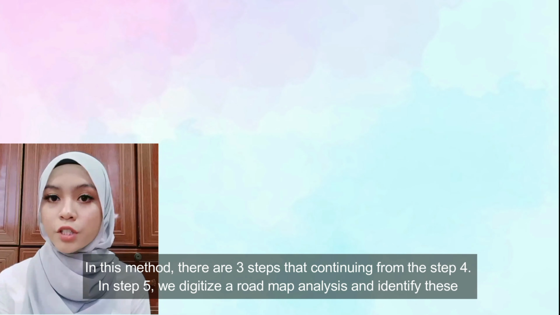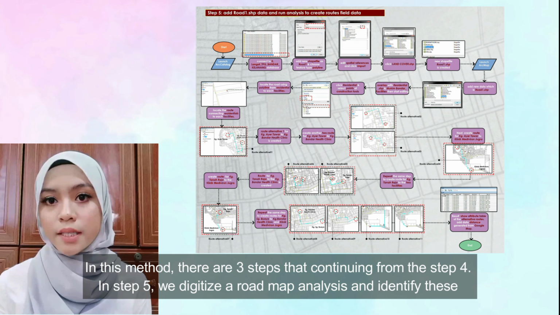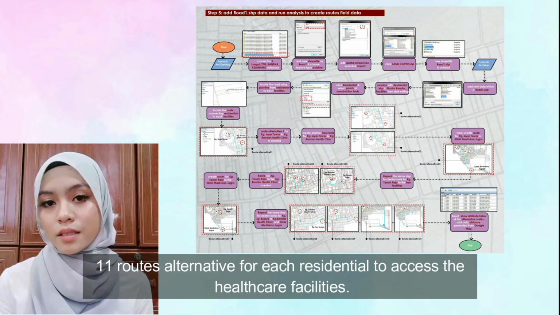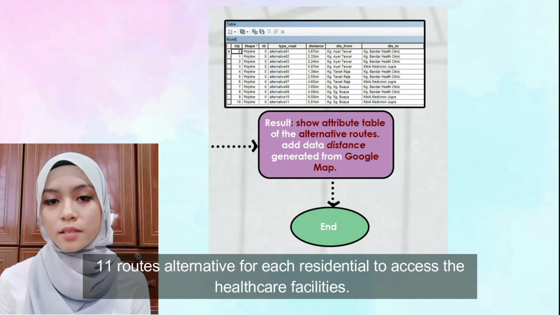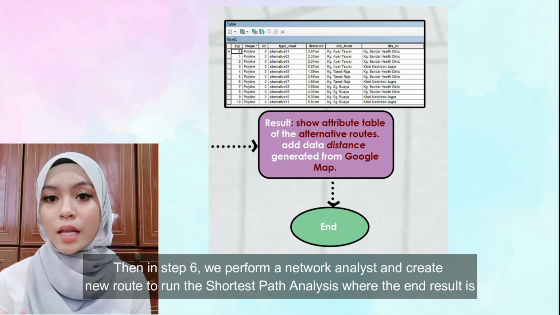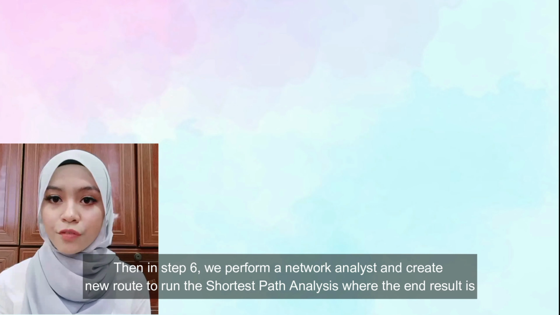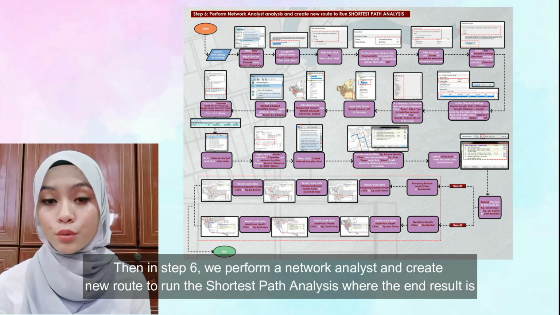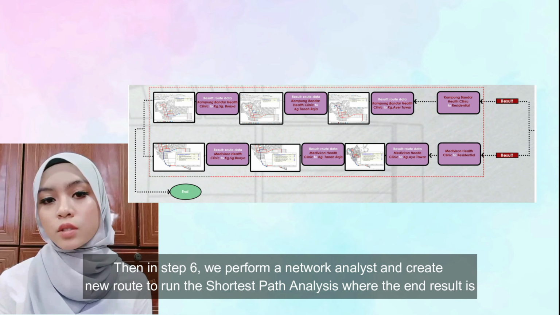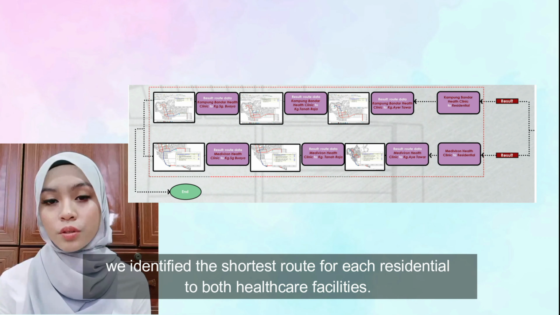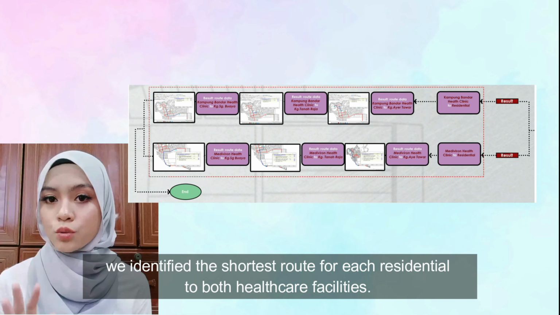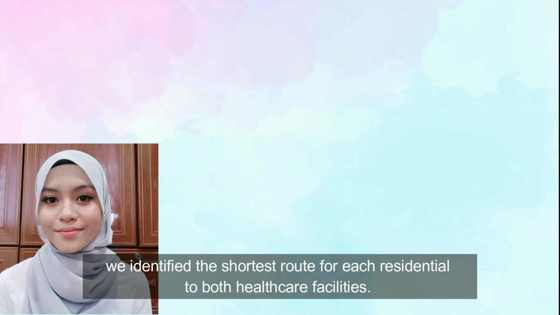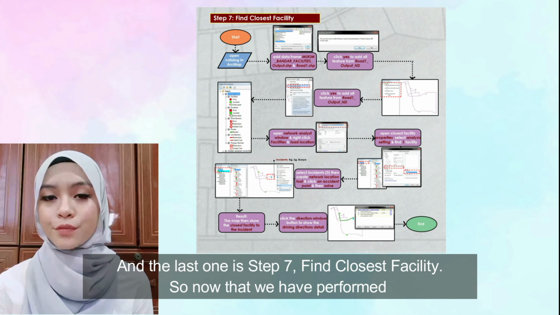In step 5, we digitize a road map analysis and identify these 11 alternative routes for each residential to access the healthcare facilities. Then in step 6, we perform a network analysis to create new route to run the shortest path analysis, where the end result is we identified the shortest route for each residential to both healthcare facilities. And the last one is step 7, which is find closest facility.